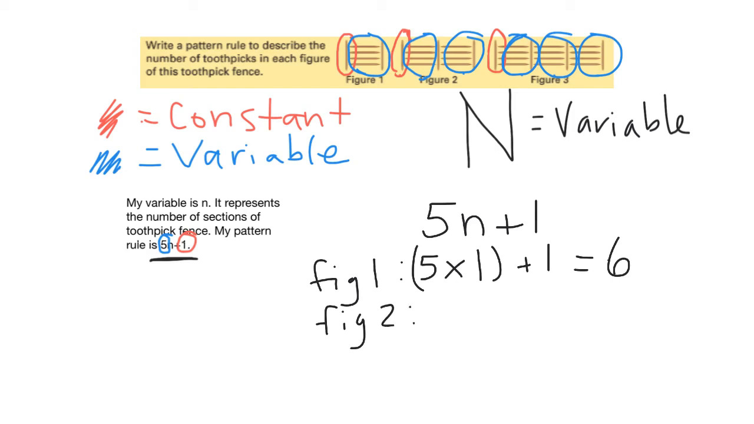We know figure 2 is 5 times our variable number, which is figure 2, plus 1 equals 5 times 2 is 10, plus 1 is 11. Do we have 11 here? So we have 1, 2, 3, 4, 5, 6, 7, 8, 9, 10, 11 toothpicks. So I would say that we've checked our work there and that pattern rule absolutely is a way that we can represent that model.